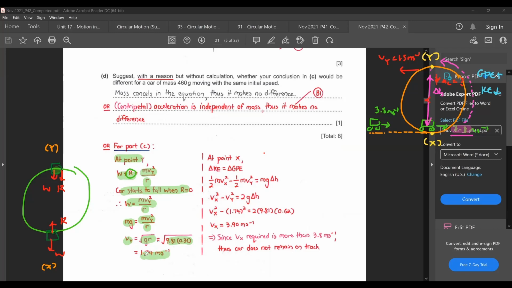equals 1.74 meters per second. So this is the speed that I will actually need in order to remain in contact with the track. Now from here, I want to work backwards and find out what is the speed required at the bottom of the track in order for me to complete the circle in the first place. I know my vY now. I want to find out my vX.